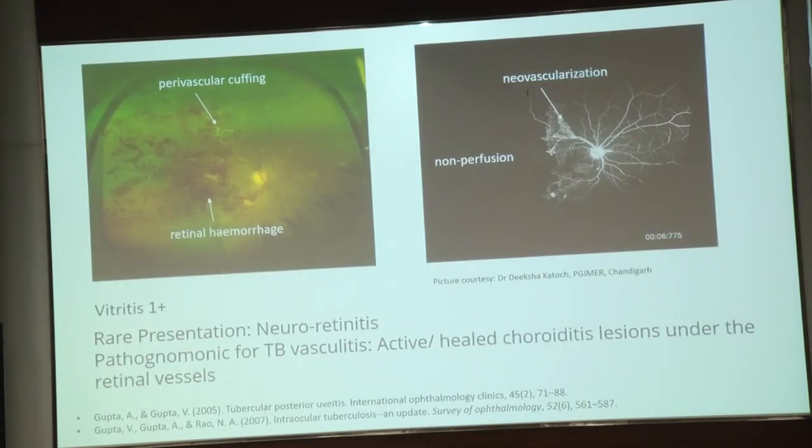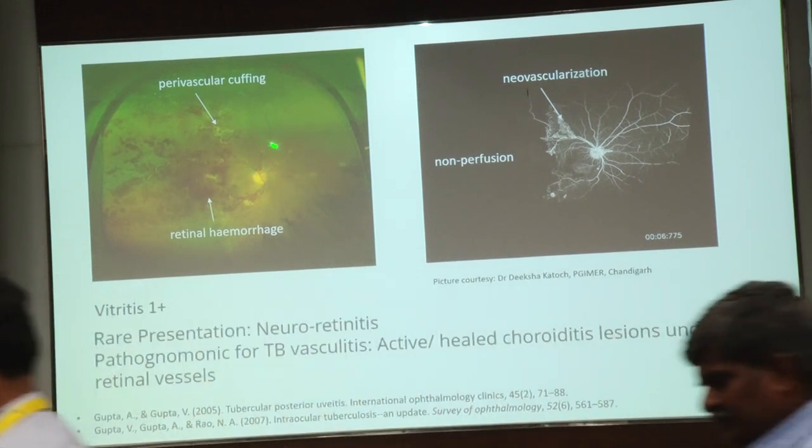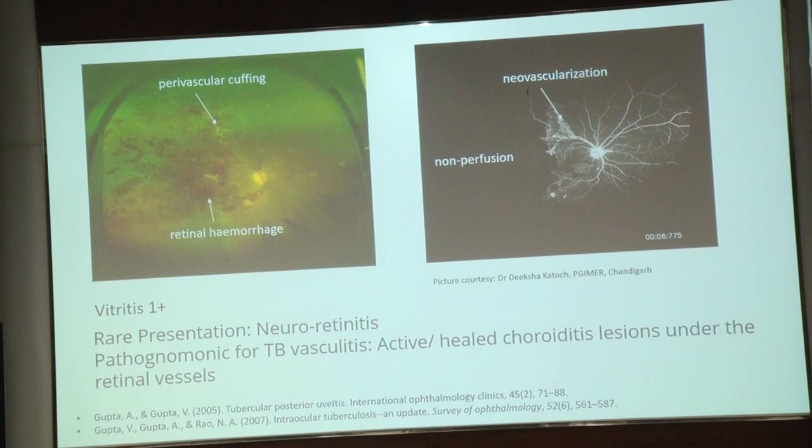Again, there can be involvement of the retinal vessels also in tubercular uveitis. In this patient, we can see that there was presence of 1+ vitreous cells, and there was typical perivascular involvement of the vessels. In tubercular panuveitis and tubercular vasculitis, we can see more involvement of the veins, and multiple hemorrhages can be seen in tubercular etiology. Also, on FFA, it has been seen that in these kinds of patients there can be extensive neovascularization and non-perfusion of the periphery.